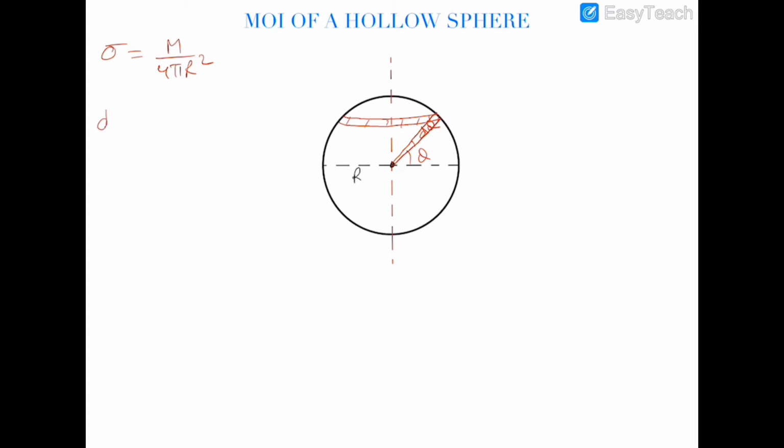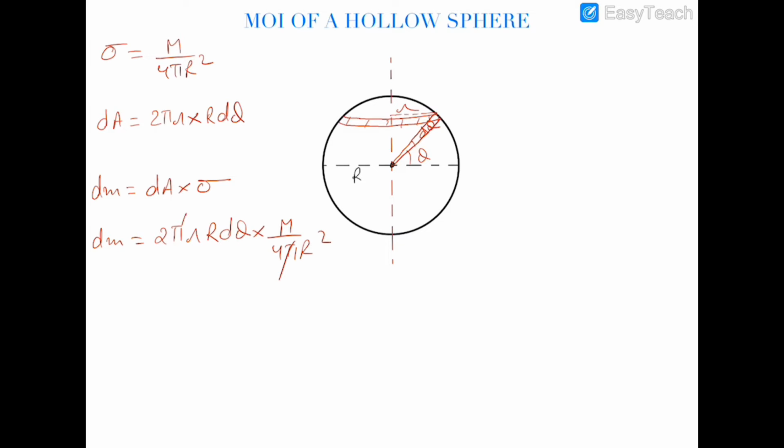Now the area of this element dA would be its length, which is 2 pi small r, where small r is its radius. This is the length of this strip, and its width is r d theta. So this is the small area, and the mass of this element dm would be dA into sigma. So dm would be, dA is 2 pi r into r d theta into sigma is m by 4 pi r square. So cancelling out this pi with pi, and this r with r, and this 2 with 2.